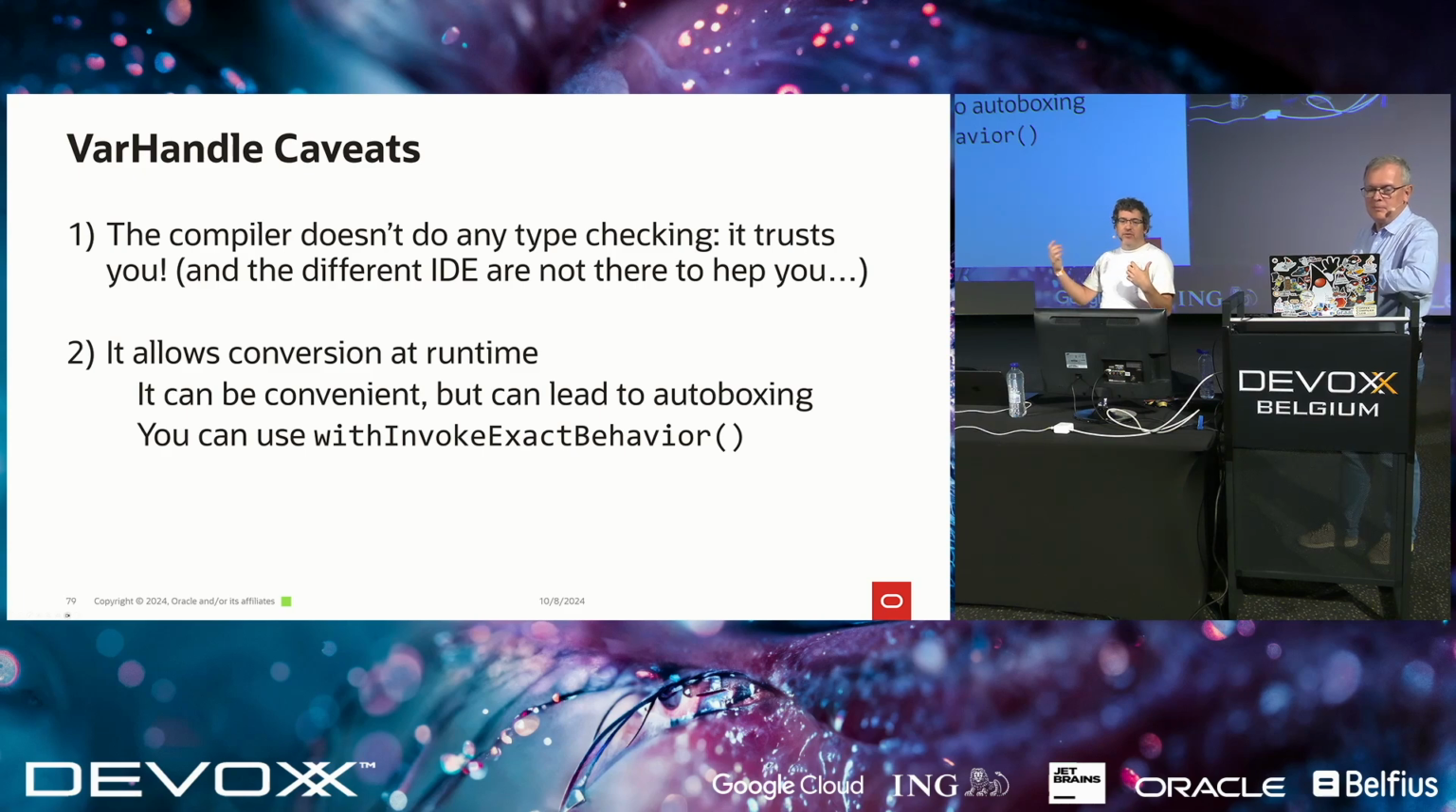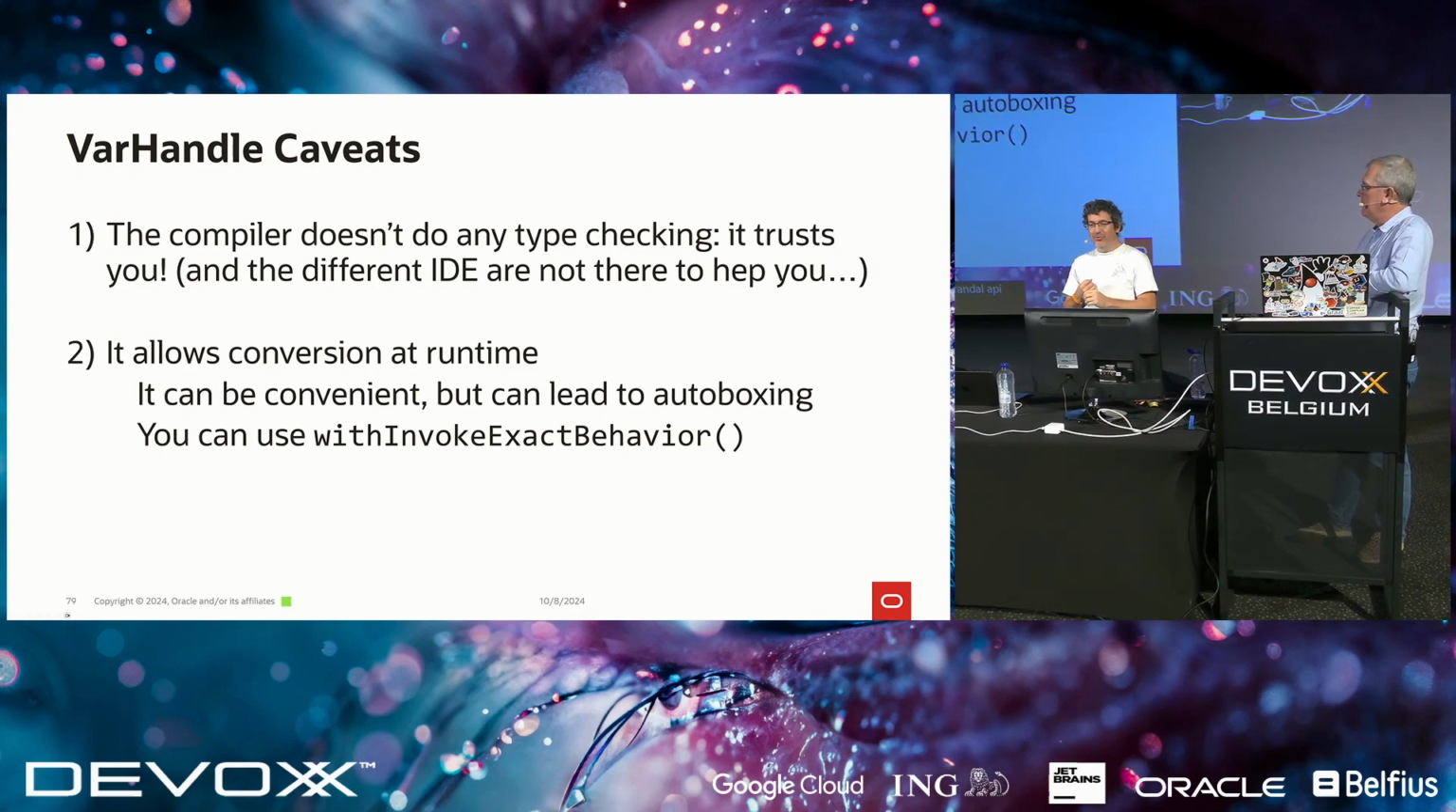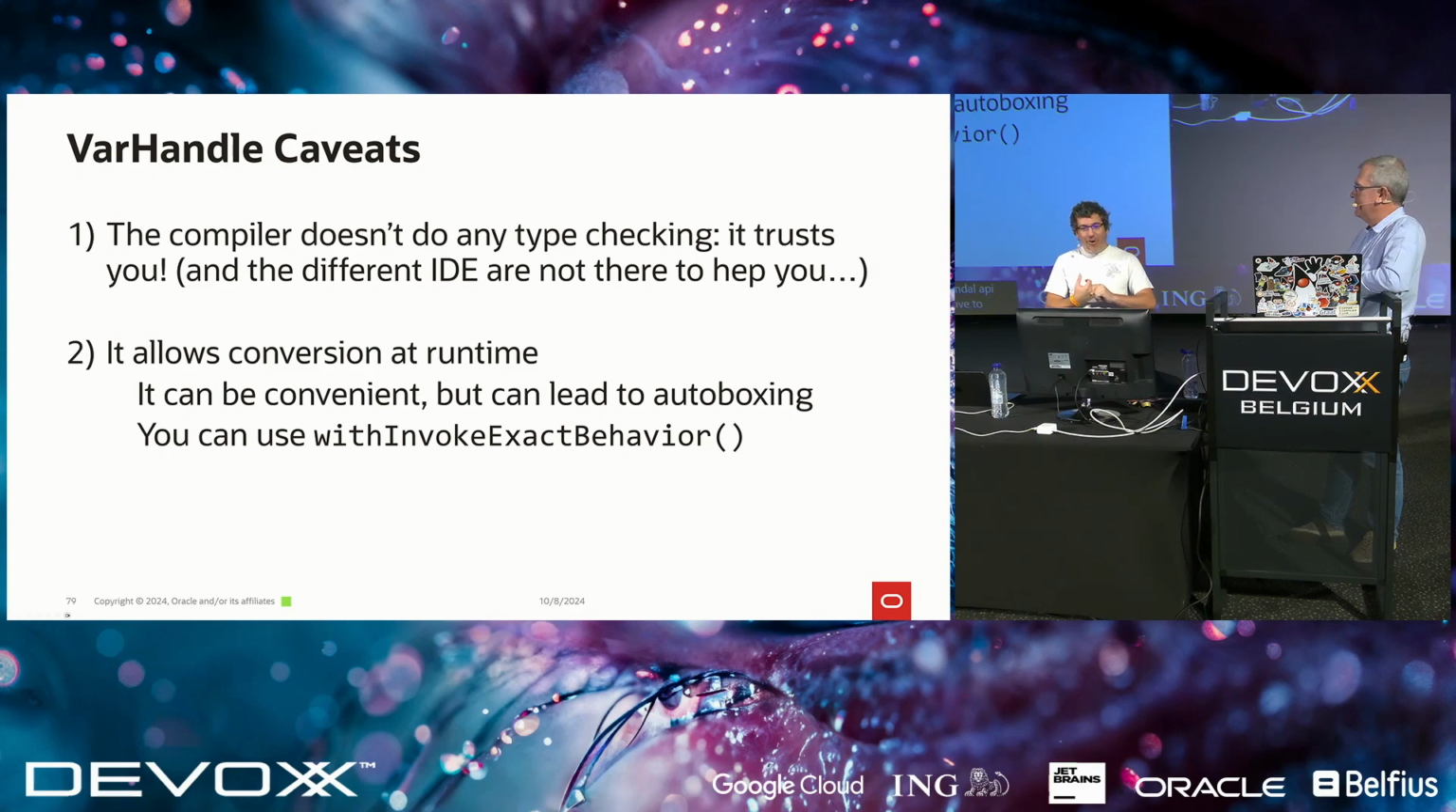So yeah, that's the main two issues with the VarHandle API. The compiler doesn't do any type checking. You have to do it in your head, or use the invoke exact behavior when you create your VarHandle and debug the runtime error when it comes.